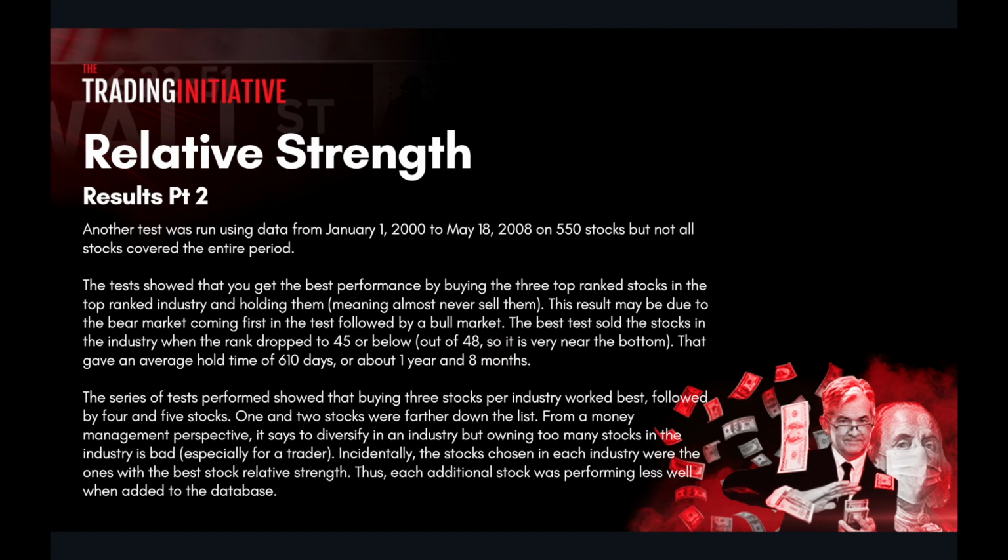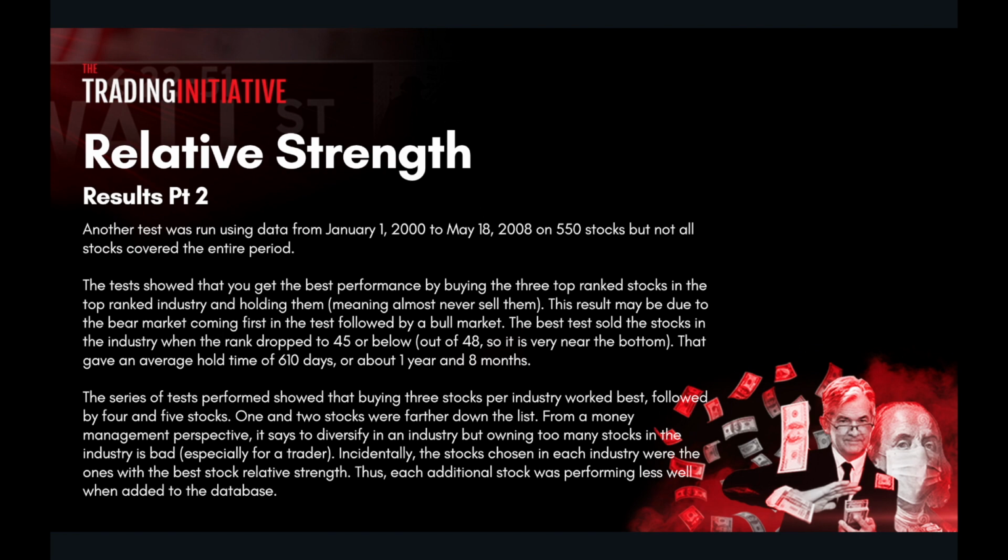This result may be due to the bear market coming first in the test, followed by a bull market. The best test sold the stocks in the industry when the rank dropped to 45 or below out of 48, so it is very near the bottom. That gave an average hold time of 610 days, or about 1 year and 8 months. So once again, I want to point out, this test was not necessarily with a swing trading or a position trading edge in mind.